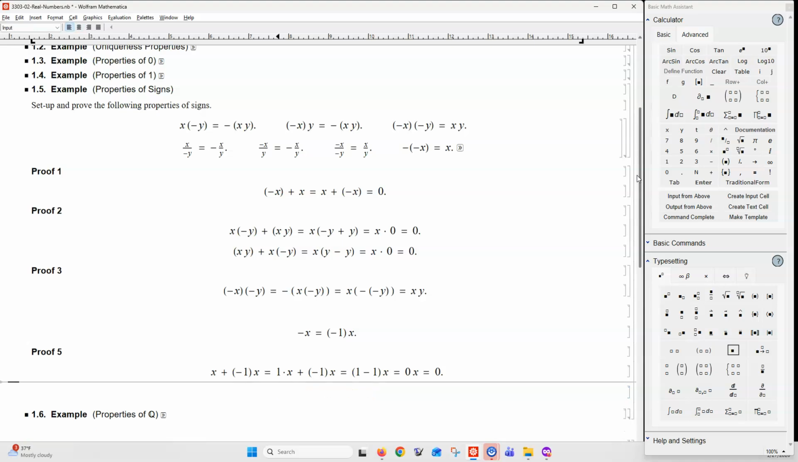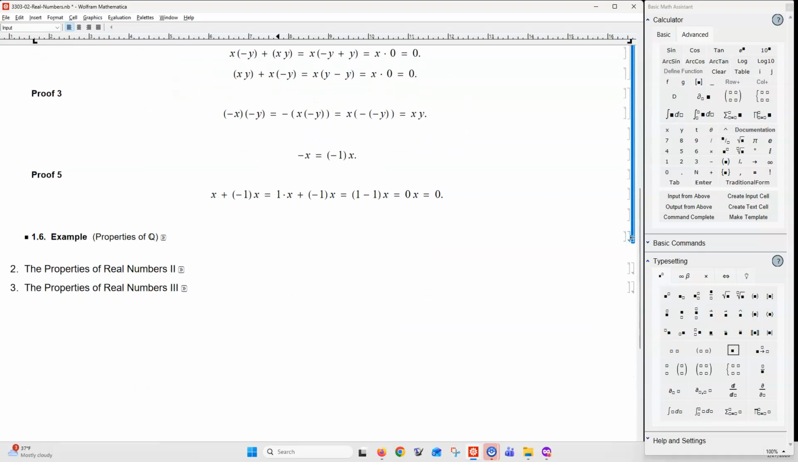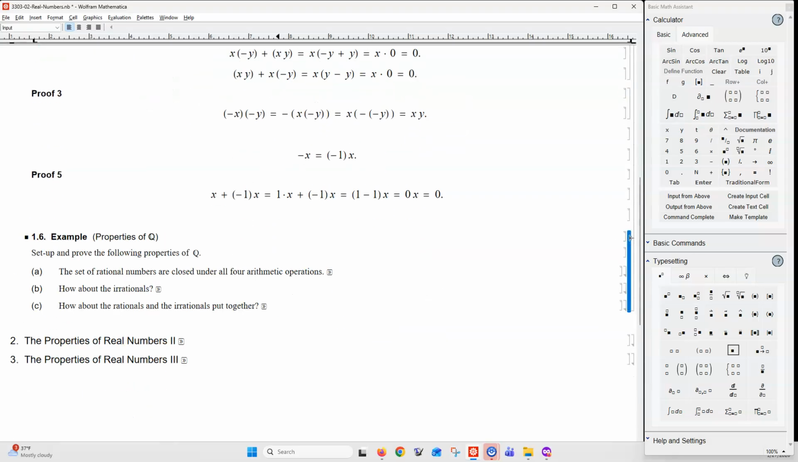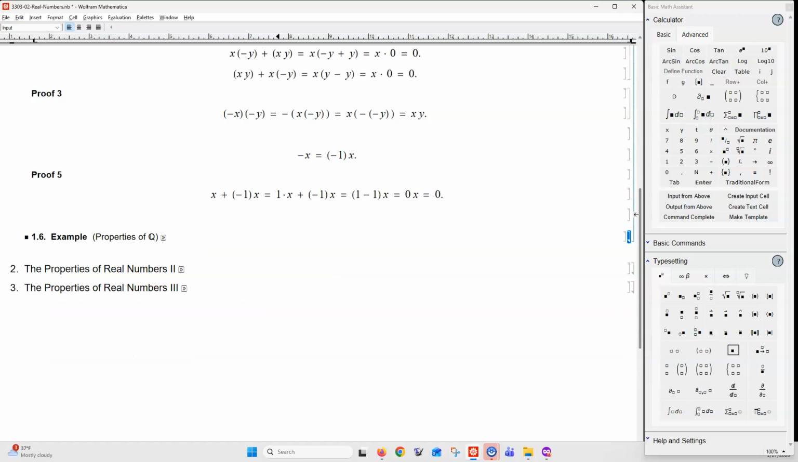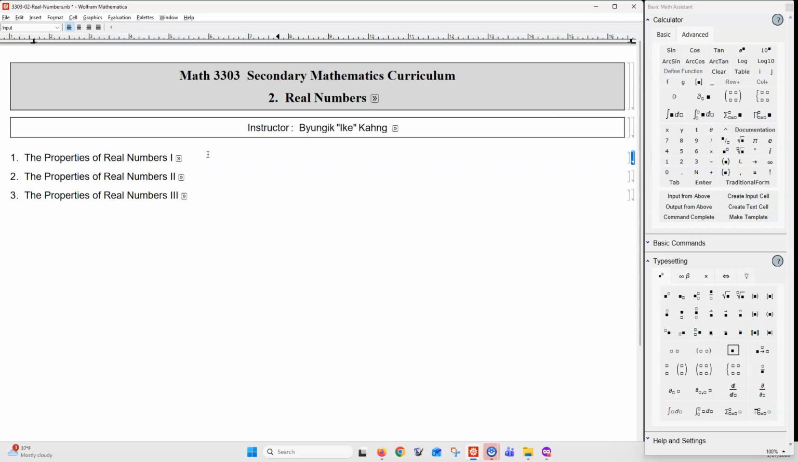Well, we did many interesting things about signs and properties of rationals. I'll discuss those later, maybe in this video, or maybe just divert those to homework, maybe. In any case, for now, we are done with section 1.